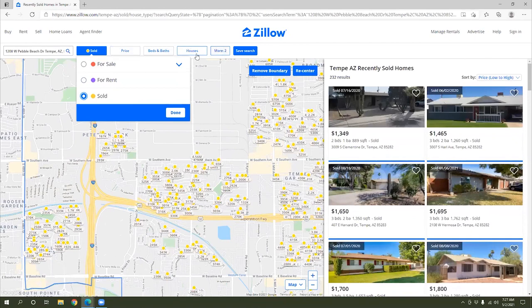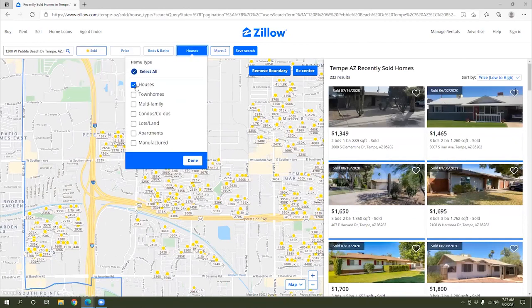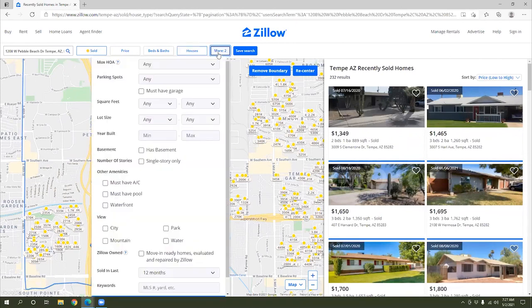And I typically move all the way down. Maybe if there's too many results, click just the houses. If you're comping a house, you don't want to comp it with a condo. So unclick everything except for house. And then here on the end button, more, you're able to define the results so you can find comps without having to look through every single property.